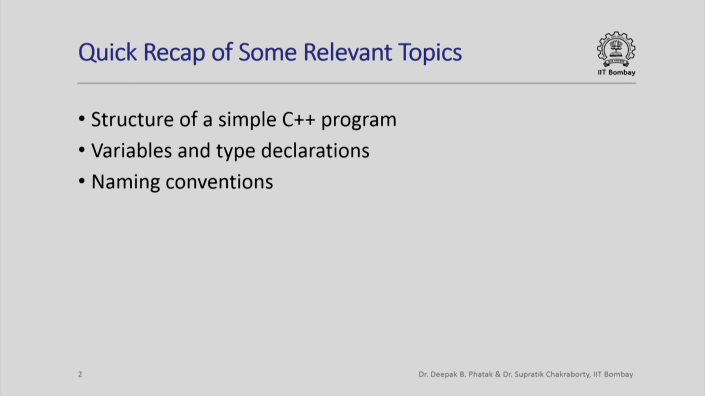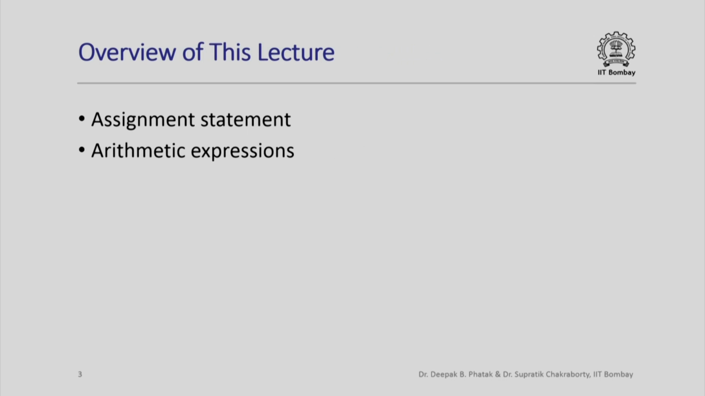We have seen variables and type declarations for these variables, and we have also seen how to give names to variables and functions in a C++ program. In this lecture, we are going to look at the assignment statement, and we are going to look in a bit of depth at arithmetic expressions that arise in assignment statements.